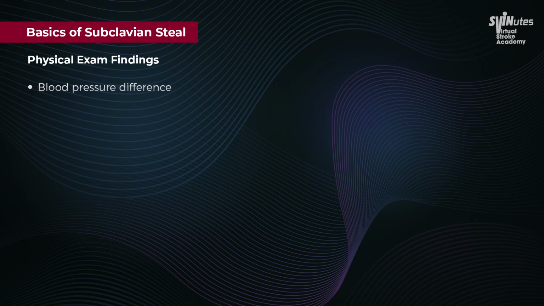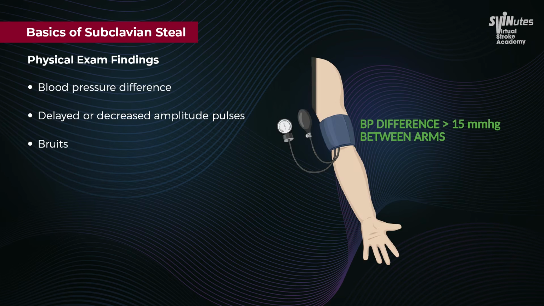Physical examination findings suggestive of a significant subclavian stenosis include a discrepancy of at least greater than 15 mmHg in blood pressure readings taken in both upper arms, delayed or decreased amplitude pulses in the affected arm, and/or a bruit in the supraclavicular fossa. Rarely, skin changes or nail bed changes can be seen in the affected arm.